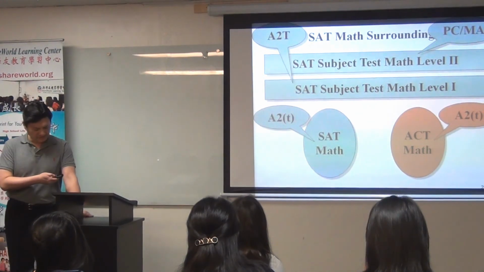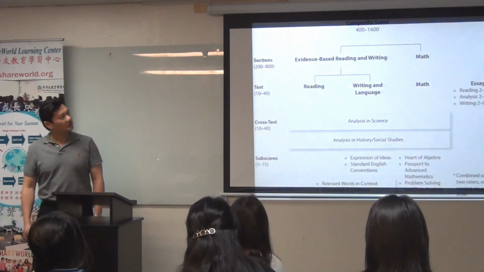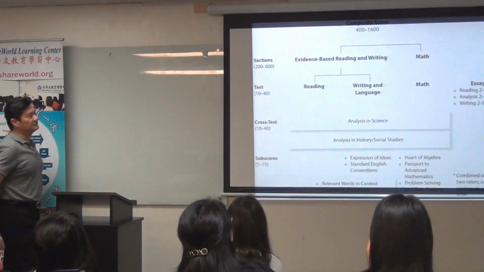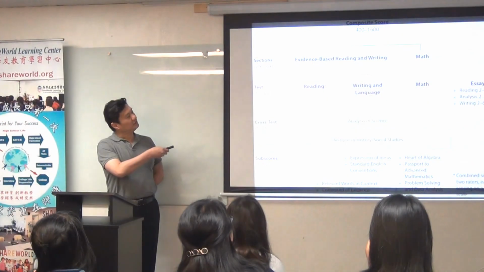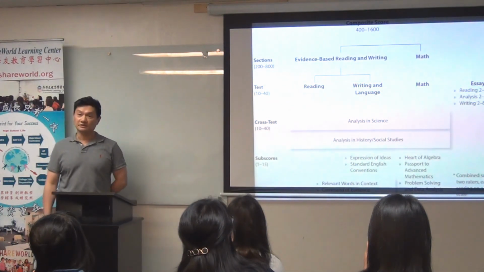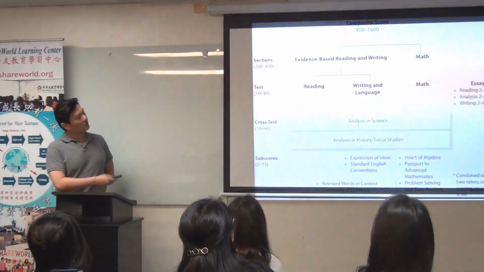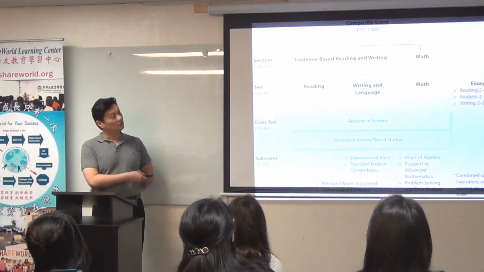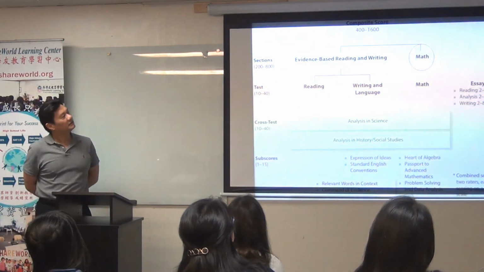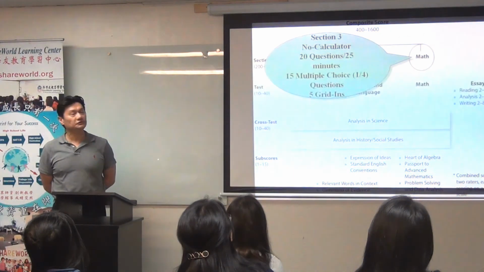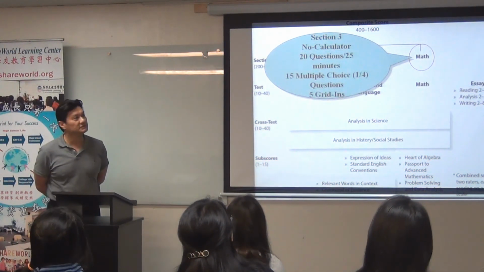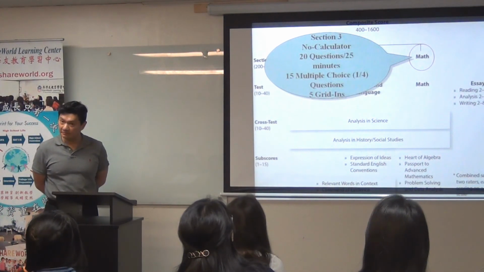Okay, let's see what happens next. All right, this is the regular SAT test. Well, it's called the redesigned SAT test. Of course, they have the reading section, writing section, and the math. Math has two sections, section 3 and section 4. We're not talking about reading or writing, we're talking about math now. First of all, section 3 will be no calculator. Only 20 questions, but you only have 25 minutes to complete.